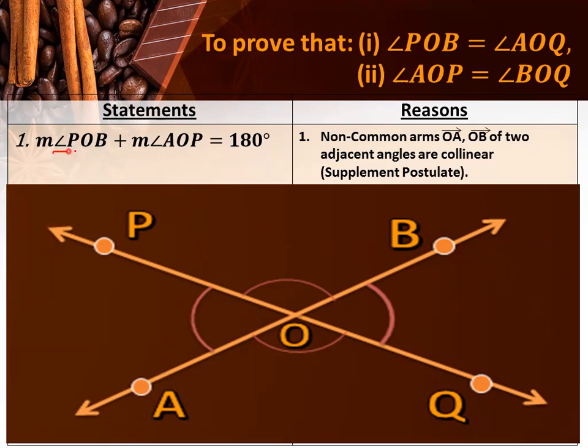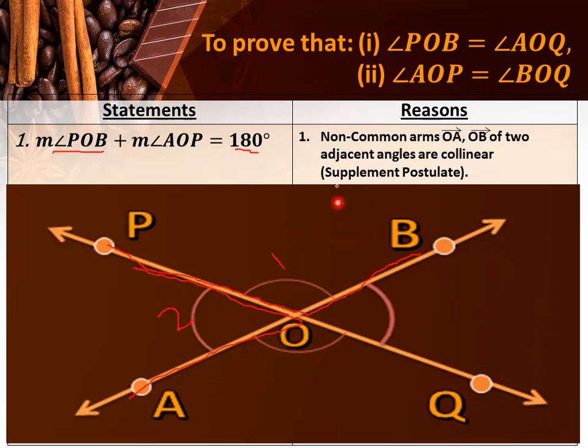The measurement of angle POB. Now, which is POB? This one. Just suppose this is angle 1. The measurement of angle POB plus, when you are going to add this one to the other angle which is AOP, which will be your angle number 2. So if you add these two angles, the sum should be equal to 180 degrees. Okay. Now you have to provide the reason.